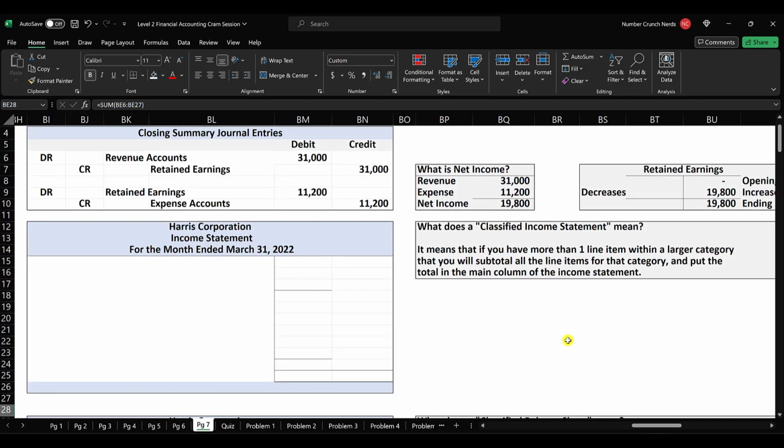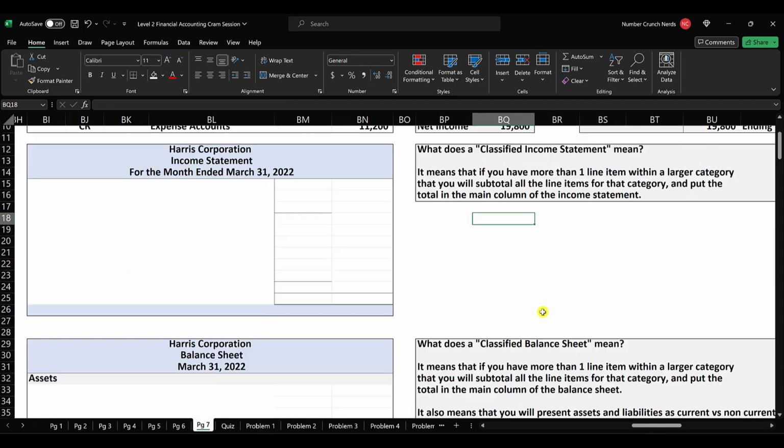So let's just go over what that is real quick. What does a classified income statement mean? It means that if you have more than one line item within a larger category, you will subtotal all the line items in that category and then put that total in the main column of the income statement. And when I do it in just a second, you will see exactly how that makes sense.